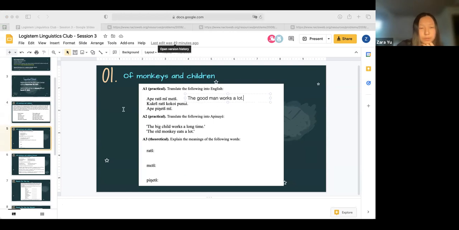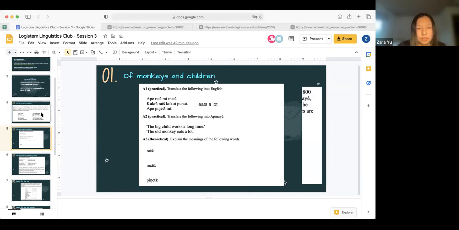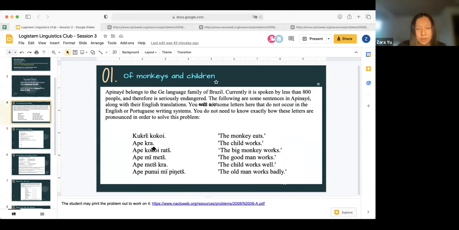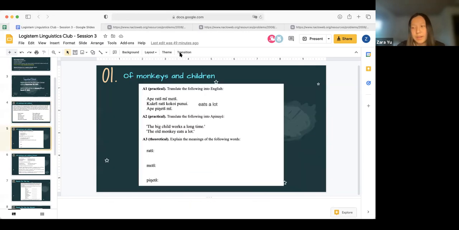For the second one, this one has to do with eating because we know this word means eats. So if we go back to RATS again, we know that means something to do with a lot. So we do eats a lot. And then this means monkey, I believe. Yeah, because KOKOI is in this word with the monkey in it. And then PUNUI means bad. So the bad monkey eats a lot. That's what you can get. So that's for this one.